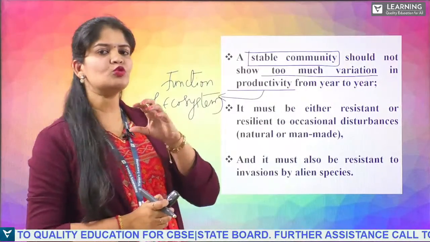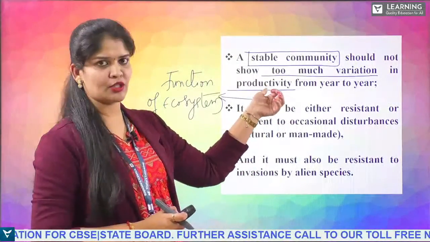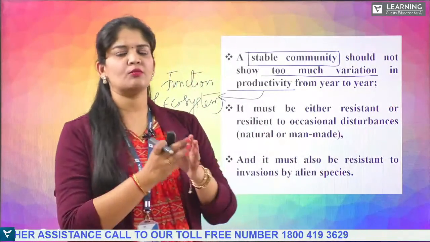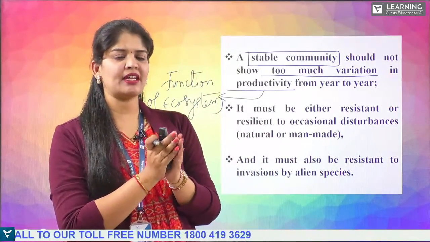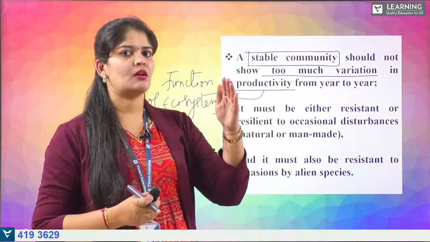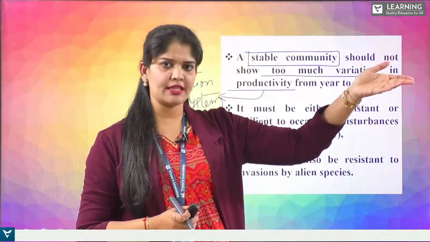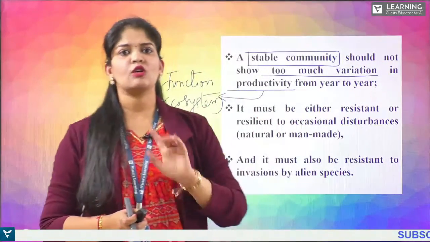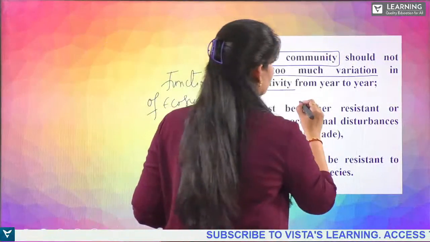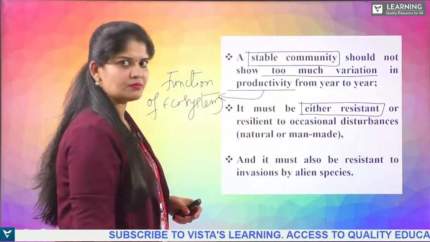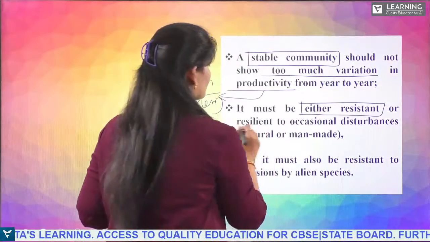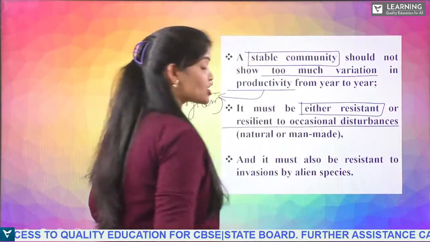And there shouldn't be too much variation in terms of productivity from one year to another, right? More or less, the productivity should be maintained constant over the years, no matter whether it is this year, next year, or the year after. The productivity has to be maintained constantly. It must be resistant, which is nothing but stable, right? Resistant or resilient to occasional disturbances.